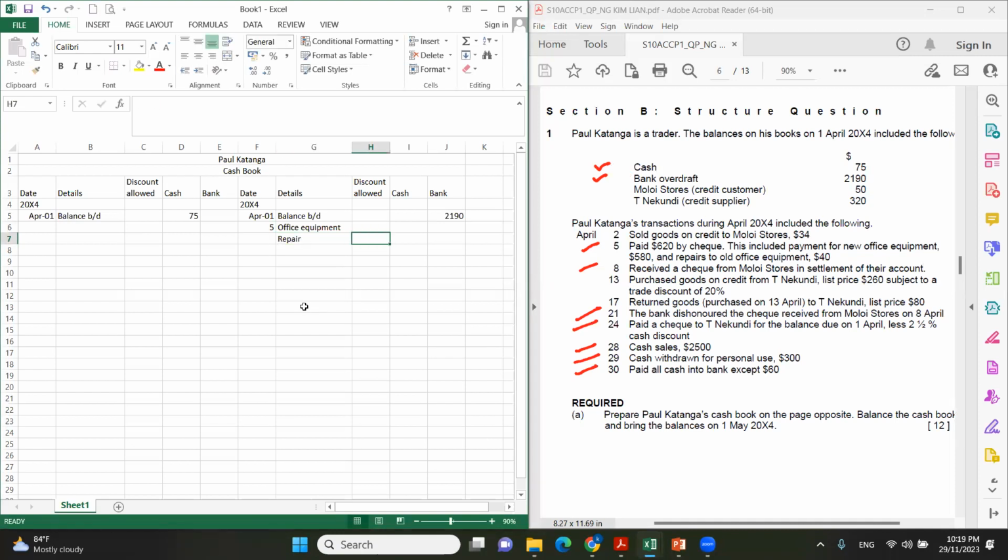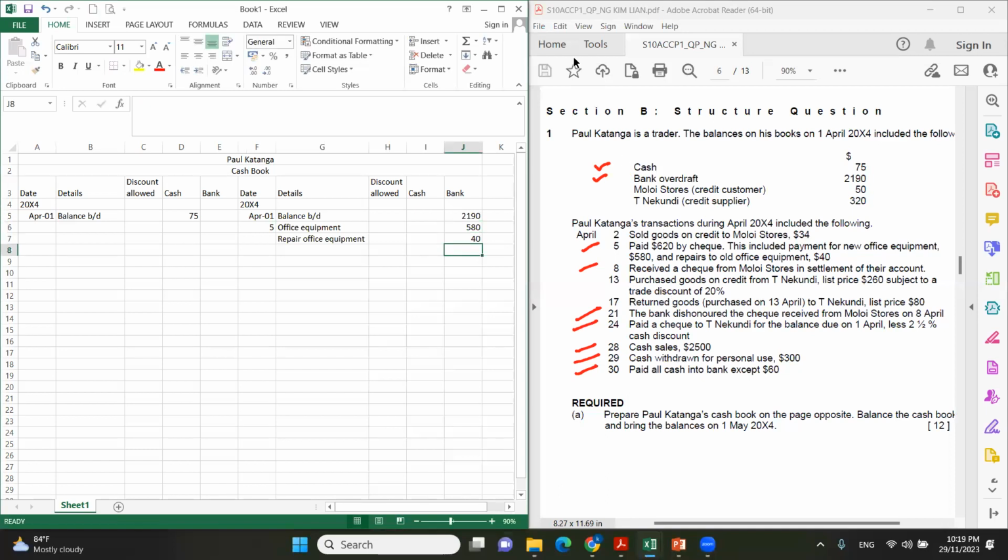You can put repair or you can put repair office equipment. You want to put more office equipment. So these two are different accounts. One is a non-current asset. This is an expenses account. Both also under the bank because this is through the check. So 580 and then this is 40.